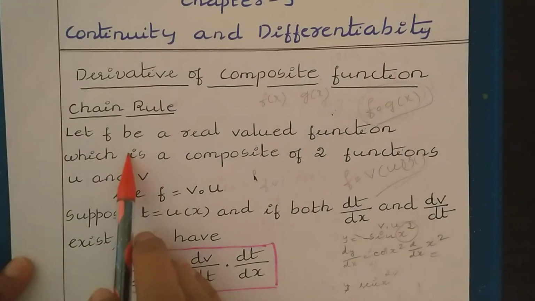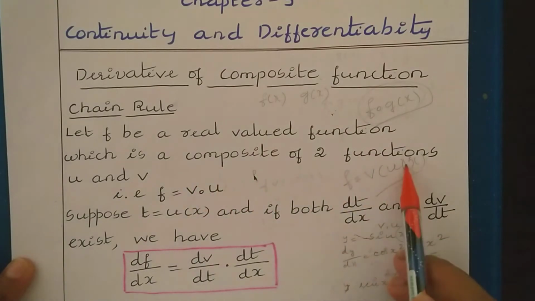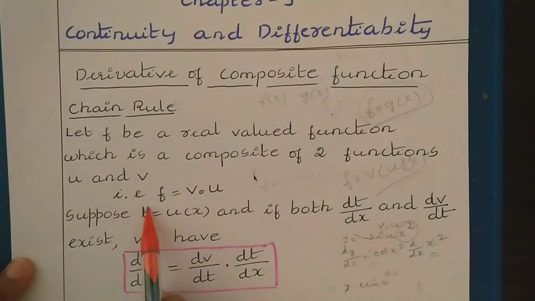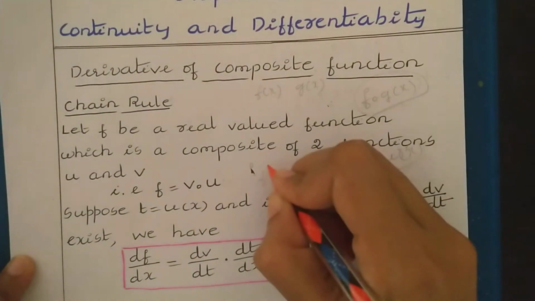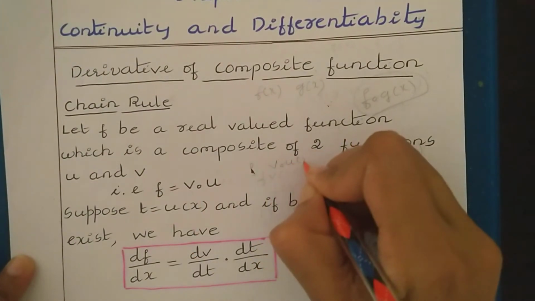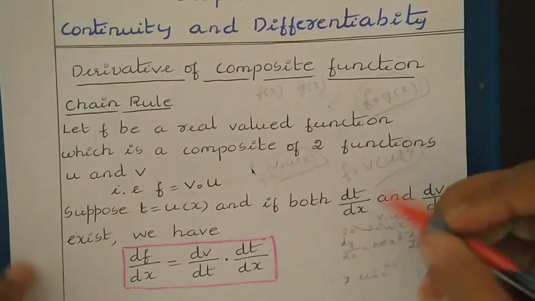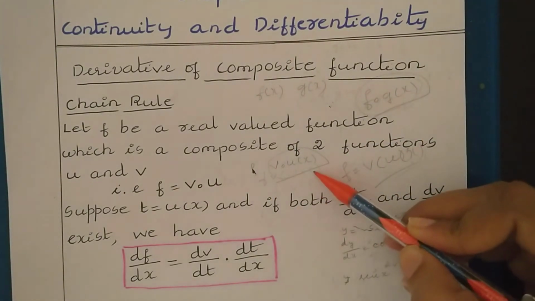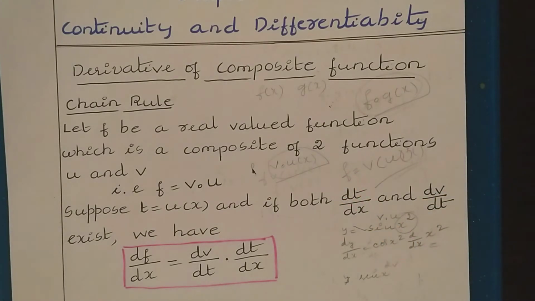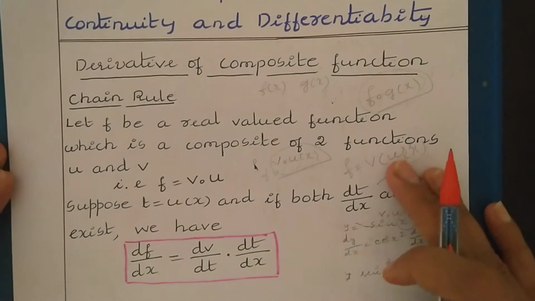So this real valued function is a composite of two functions. So we have here two functions u and v. So f is equal to v of u, or f is equal to v of u of x. We can write this v of u of x. So this is now a composite function. Then if we have a composite function, by applying the chain rule, let us see how we can differentiate.